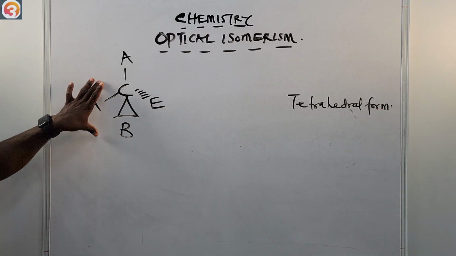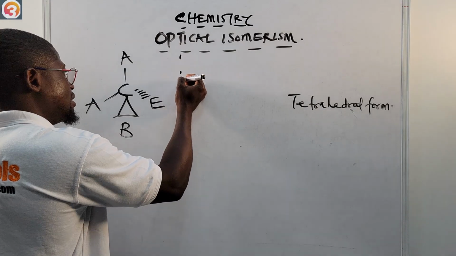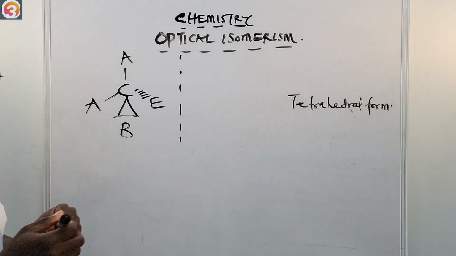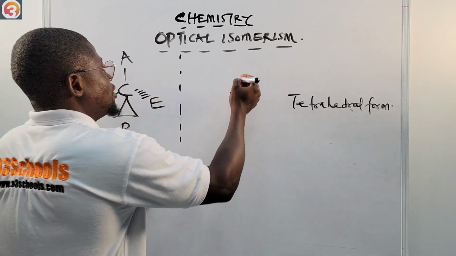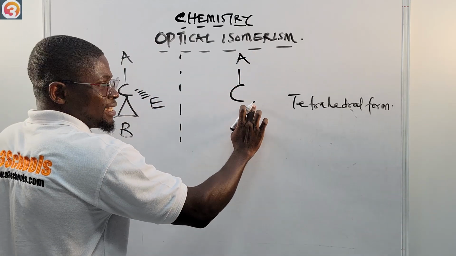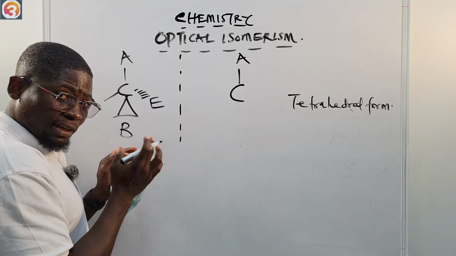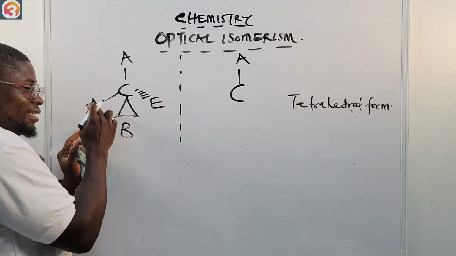So if we place this molecule in front of a mirror, what are we going to see? Let's say this is our mirror. So we place this molecule in front of our mirror. What are we going to see? Are we going to see our C? Are we going to see our A? Of course, because it's in front of a mirror now, I'm going to be seeing this group on this side.